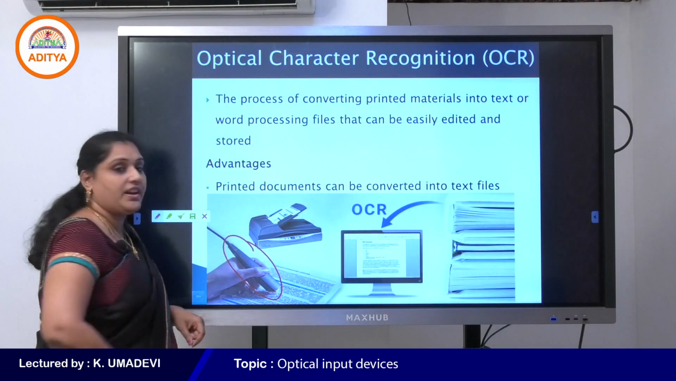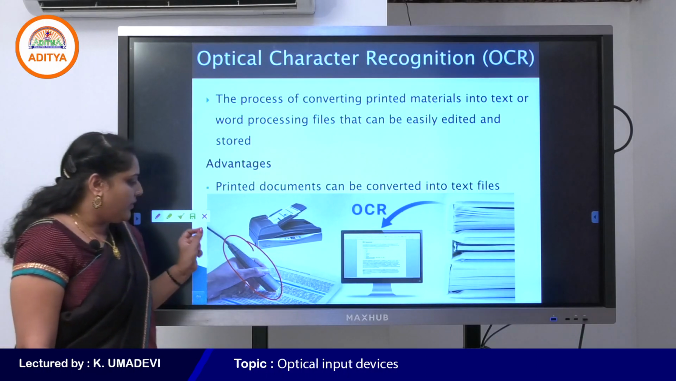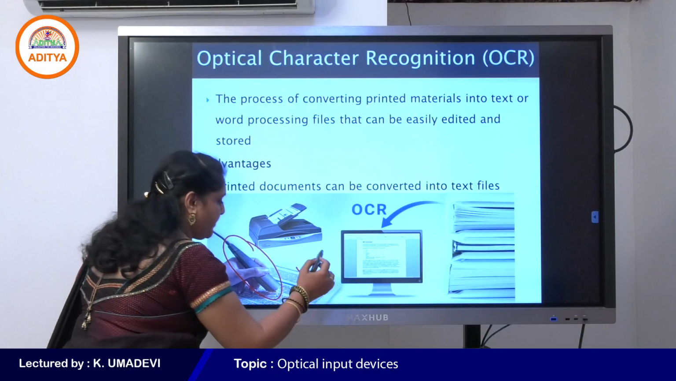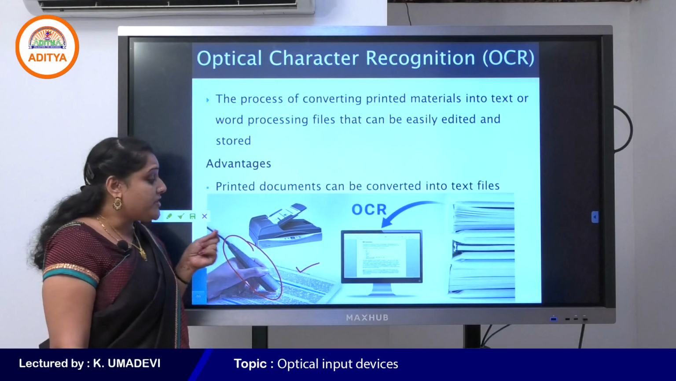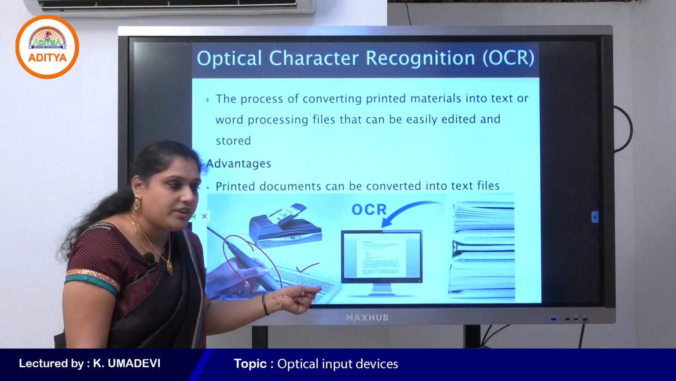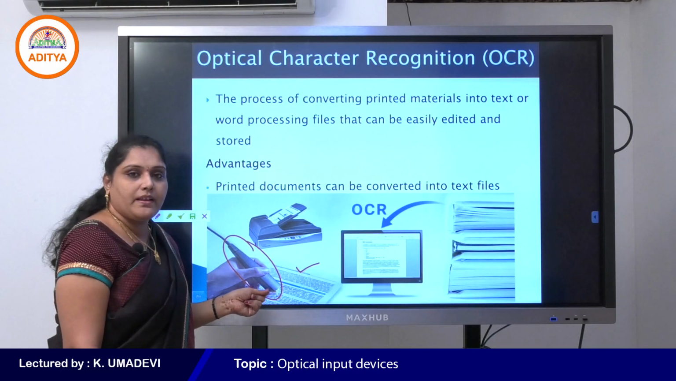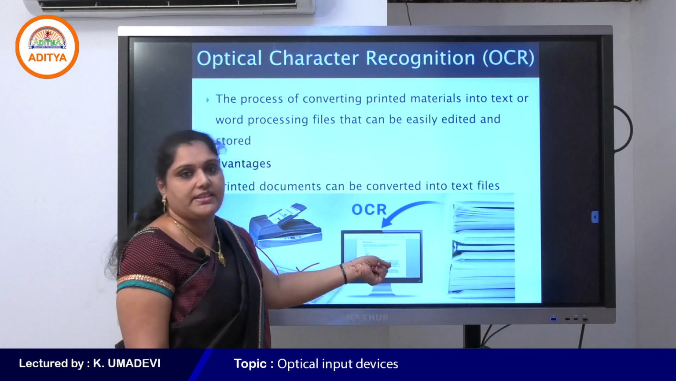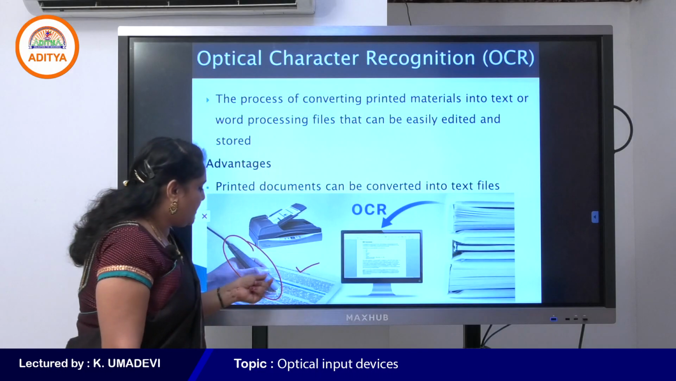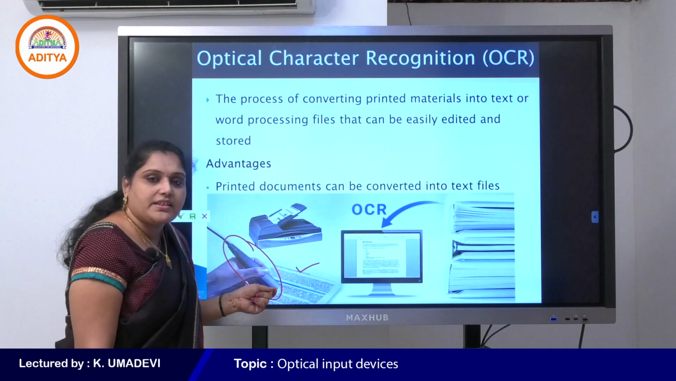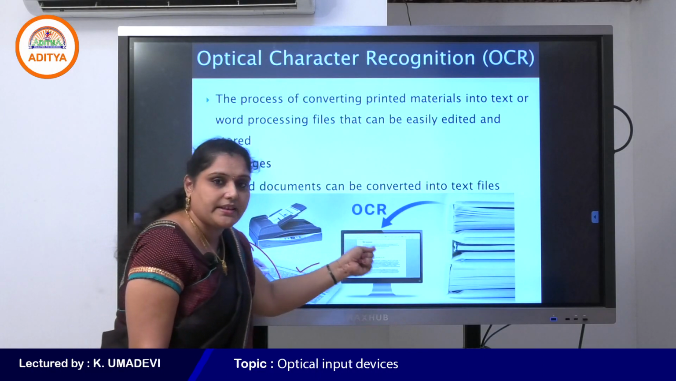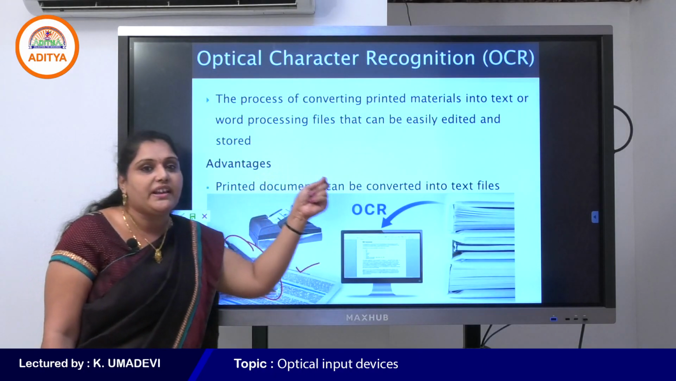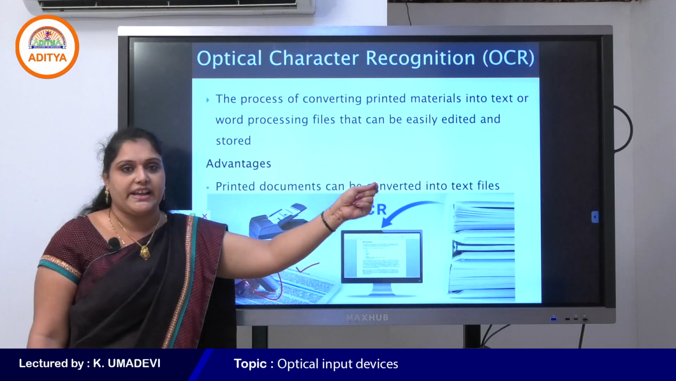So this is an OCR device. Simply, we can scan the printed text. See, this is the printed text. By using this device we can easily convert the printed text into a Word file or any text files like Notepad files, etc. So this data is converted and stored in a system. This is the process of converting printed text to Word or text files.